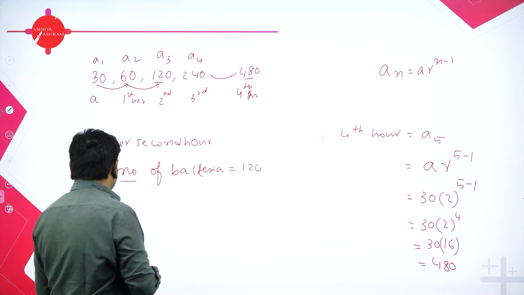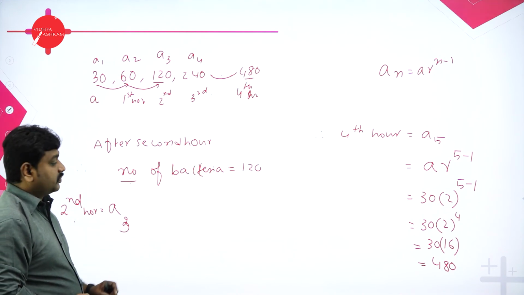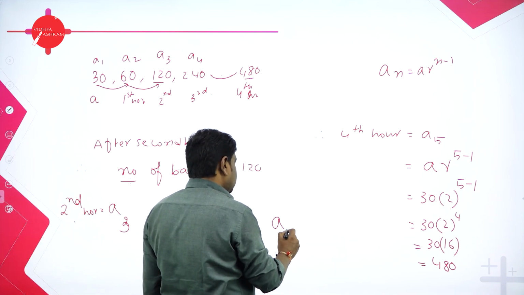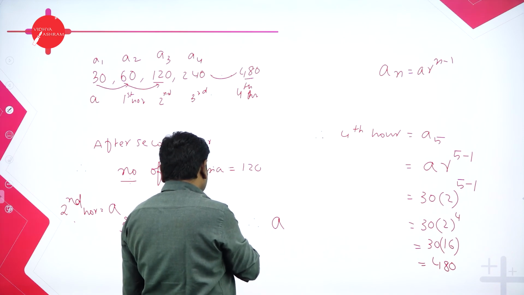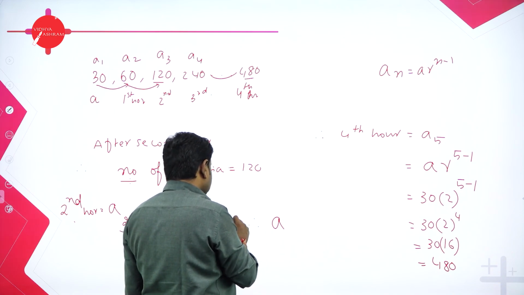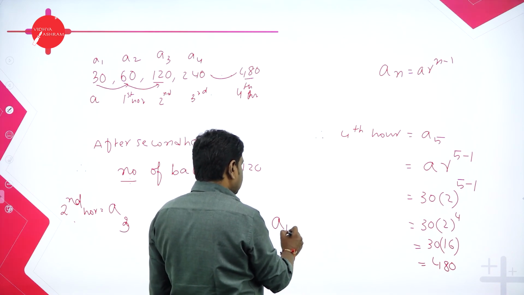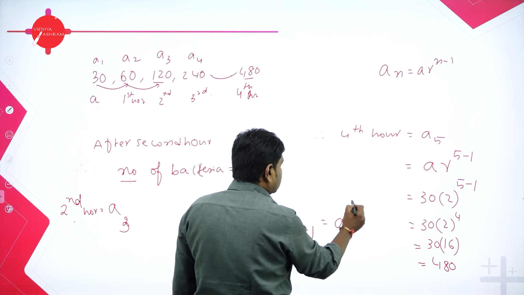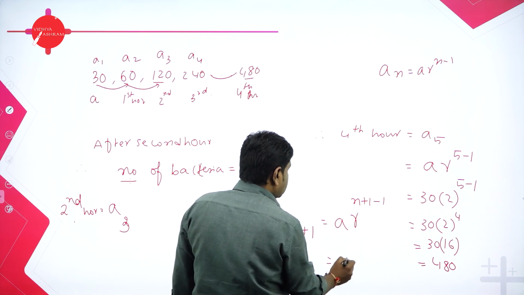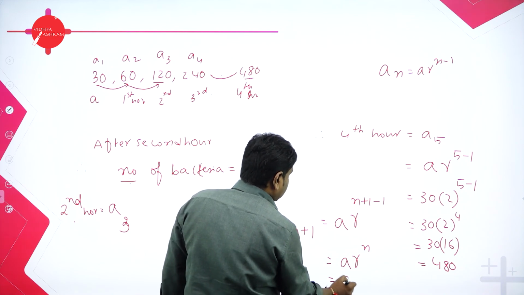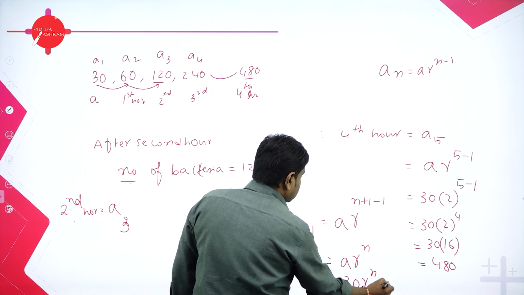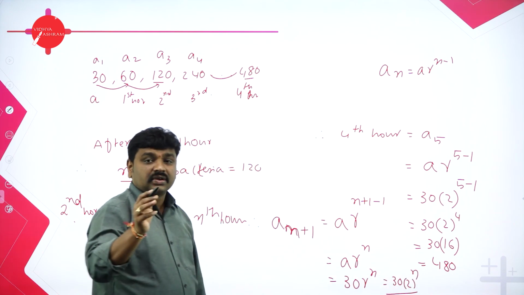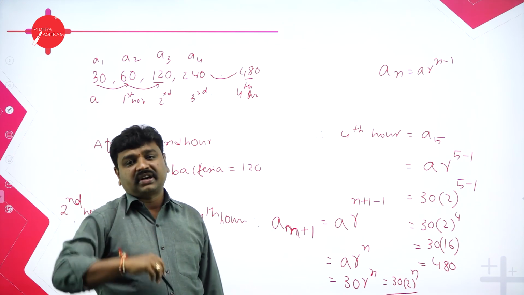Nth hour, dear students: second hour means the third term, 4th hour means the fifth term. So therefore what is nth? Nth hour will be the n plus 1th term. What is the n plus 1th term? A into R power n plus 1 minus 1, that is A R power n. A is 30, so 30 R power n, that is 30 into 2 power n. In the nth hour, there will be 30 into 2 power n bacteria.